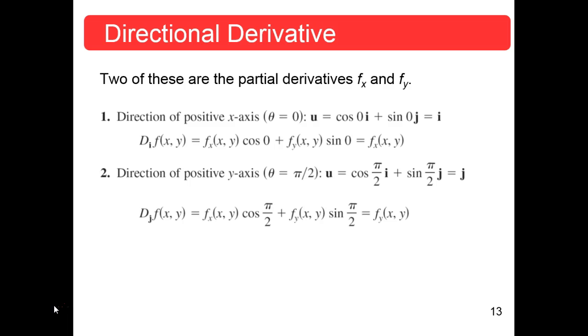Now, at f sub x, the positive x-axis, if you go in the direction of positive x, your angle there is 0. So theta equals 0, and your unit vector is going to be cosine 0 i plus sine 0 j. Well, cosine of 0 is 1, sine of 0 is 0, so this would just be 1i, which is i. Your unit vector would be the i vector.